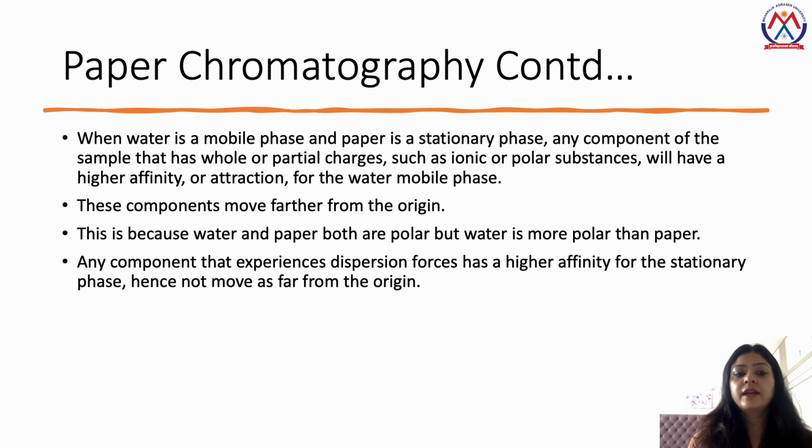When water is a mobile phase and paper is a stationary phase, any component of the sample that has whole or partial charges such as ionic or polar substances will have a higher affinity or attraction for the water mobile phase. These components move farther from the origin. This is because water and paper both are polar, but water is more polar than paper. Any component that experiences dispersion forces has a higher affinity for the stationary phase, hence does not move as far from the origin.